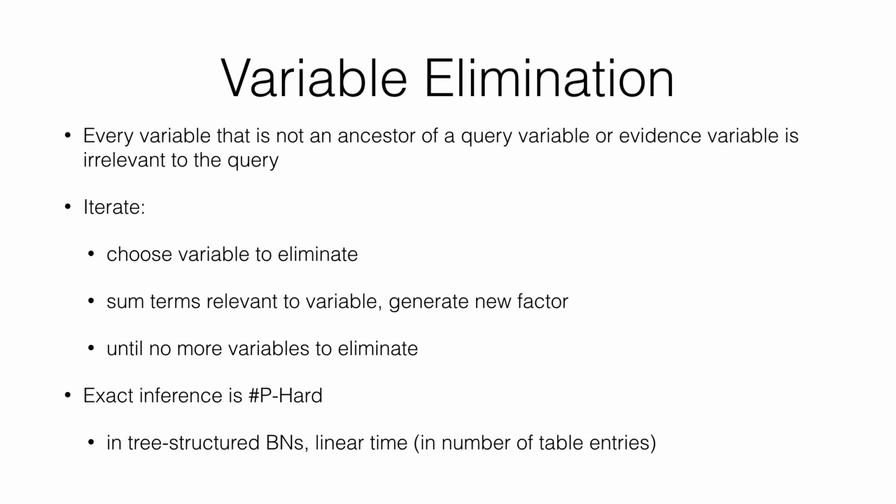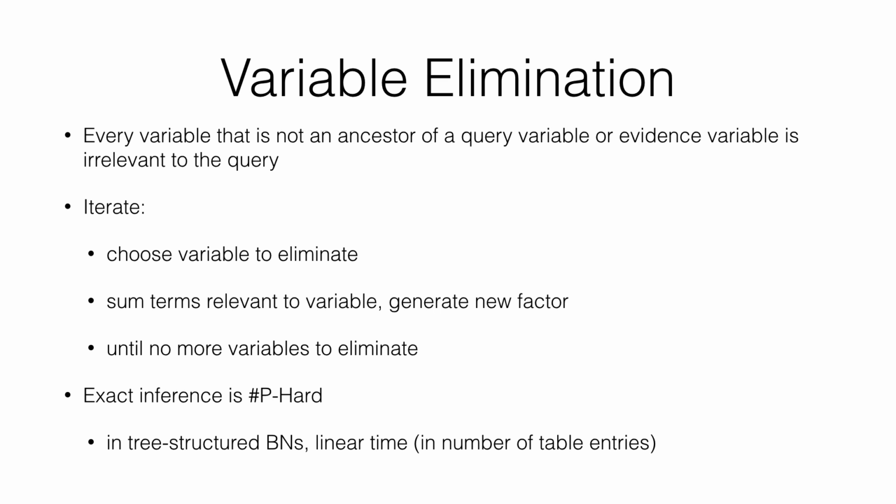So here's the process. You iteratively choose some variable to eliminate from the set of non-query and non-evidence variables, and you sum all the terms that are relevant to the variable, and you generate a new factor. That new factor will take in as input any other variables that are affected by these terms. And then you just keep doing that until there are no more variables to eliminate.